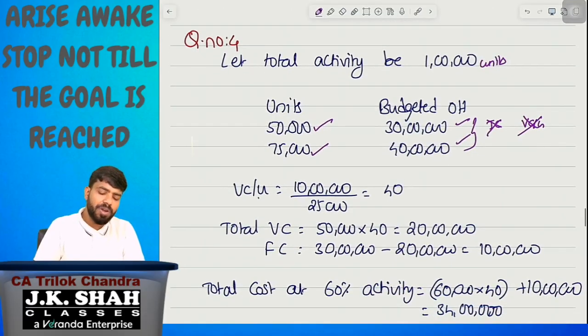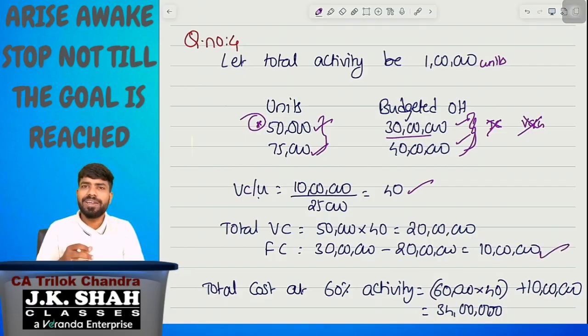First we'll calculate variable cost per unit. How to calculate? Change in cost divided by change in units. Change in cost is 10 lakh rupees divided by change in units of 25,000. Per unit is 40 rupees. Total variable cost: I'm taking 50,000 as the base. 50,000 into 40 is 20 lakh rupees. Fixed cost equal to total cost minus variable cost. 10 lakh rupees is the fixed cost.